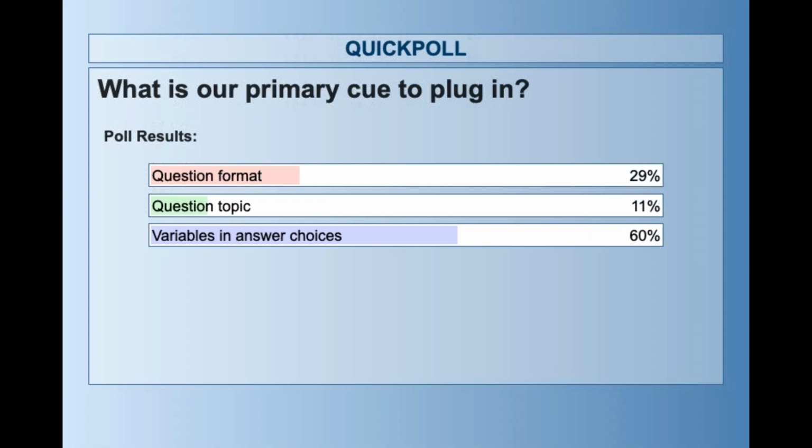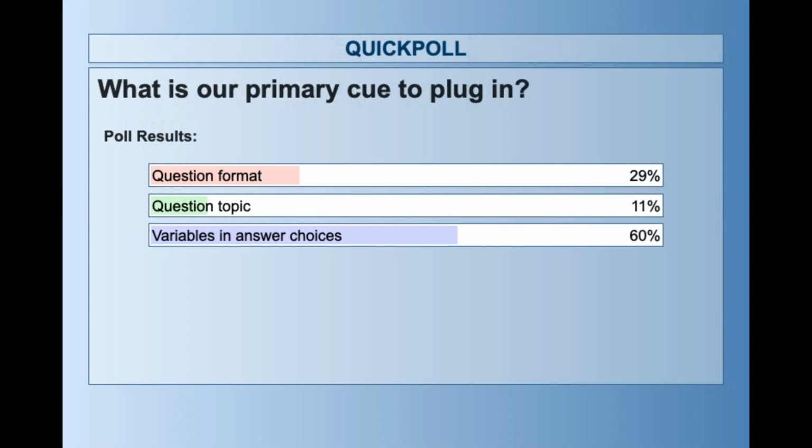Yes, we have the multiple choice. Yes, there are the variables in the answer choices, but it's the variables in the answer choices that really tell us we should plug in here and not necessarily the format. Because if we had a regular multiple choice question, but there were not variables in the answer choices, the format of the question is still the same, but we wouldn't be able to use the strategy.